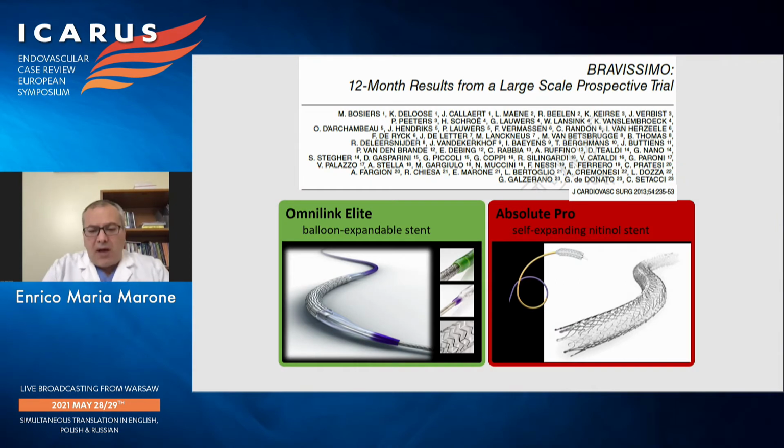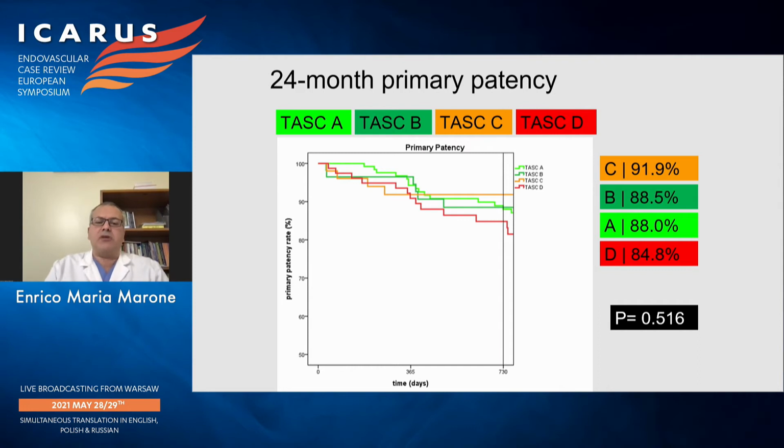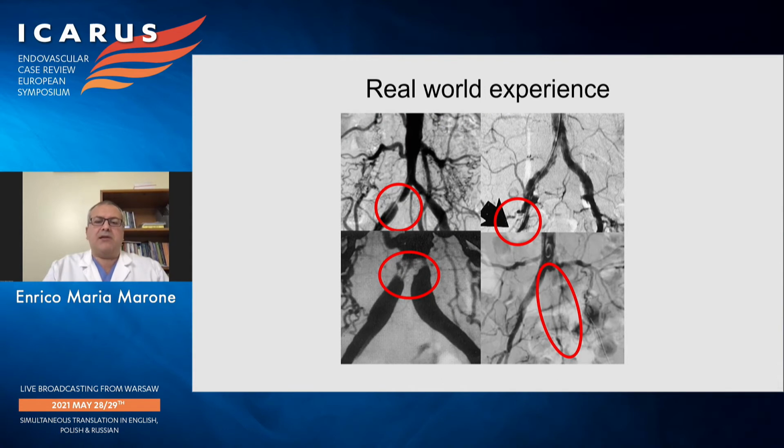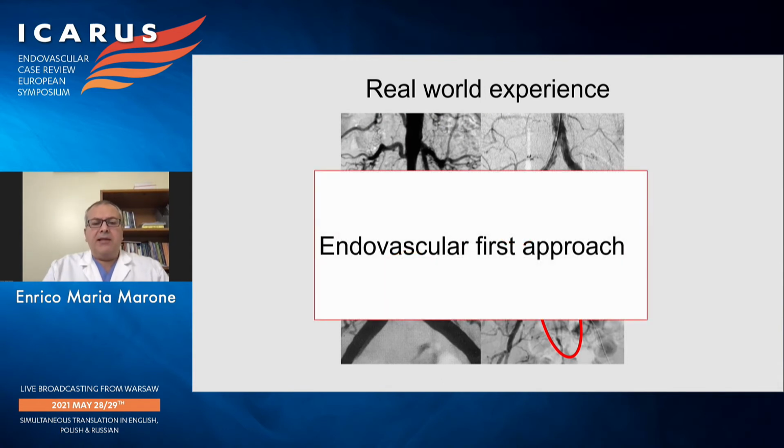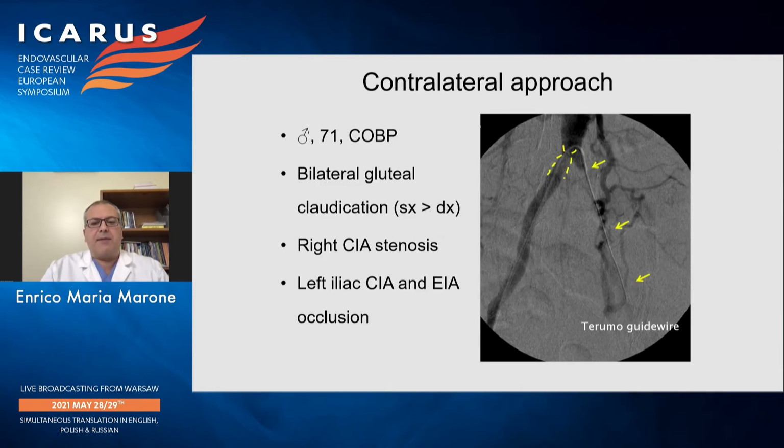And I want to underline this famous trial, the Bravissimo trial. I had the honor to participate in this trial, and this randomized trial demonstrated very good results of endovascular treatment for iliac artery disease, even in TASC C and TASC D lesions at 2 and 3 years. So in the real world, these lesions are treated with the endovascular first approach.